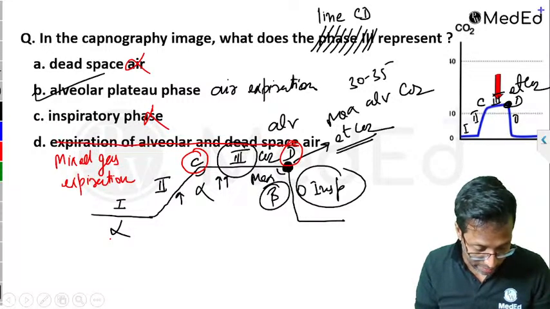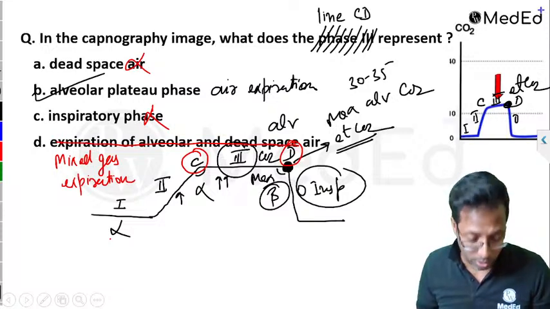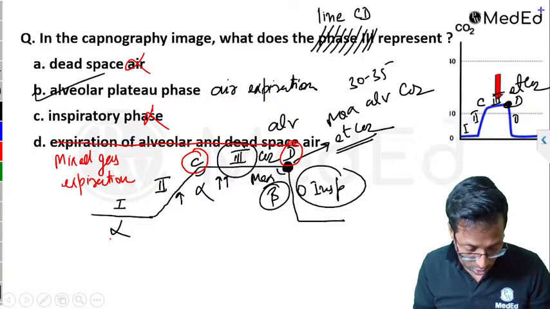Should we go to the next one then? Anyone else? Any changes you want me to make? Dr. Yogesh has said end tidal plateau, one option, and the other option was carbon dioxide expiration. I don't know exactly what the end tidal option will be there.